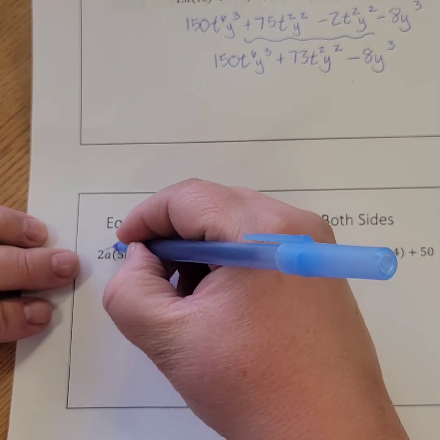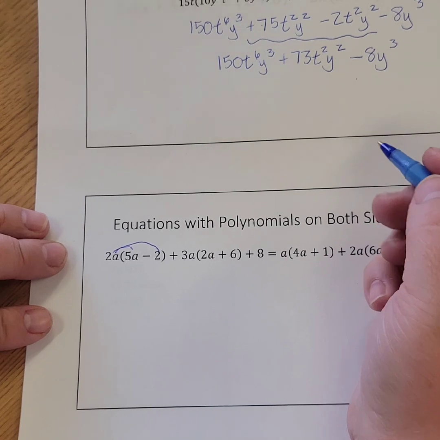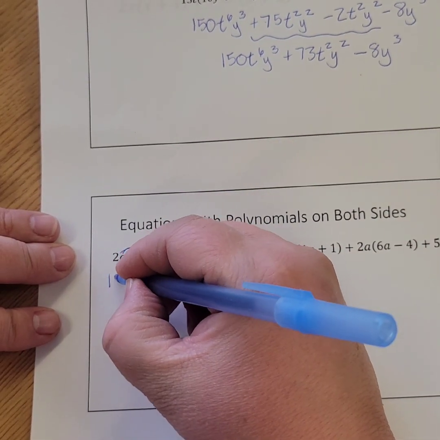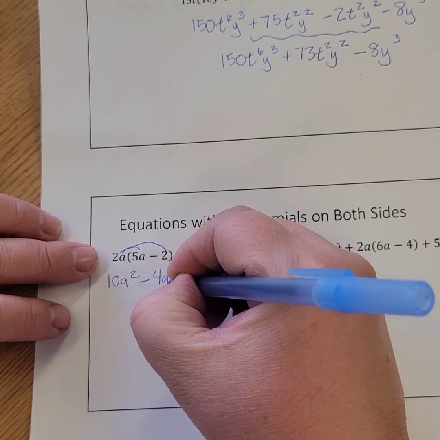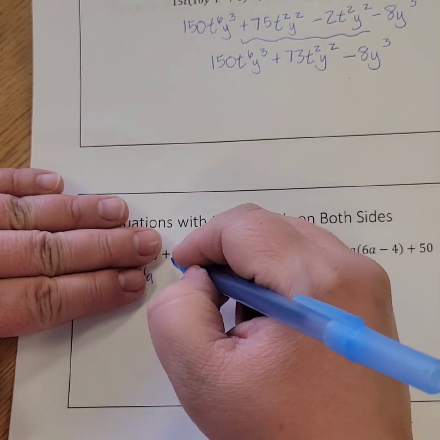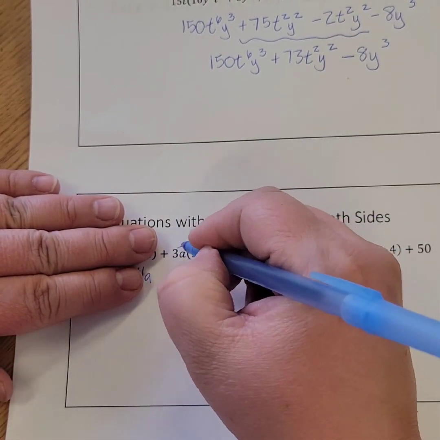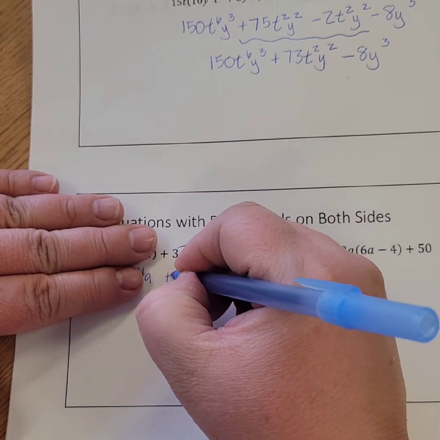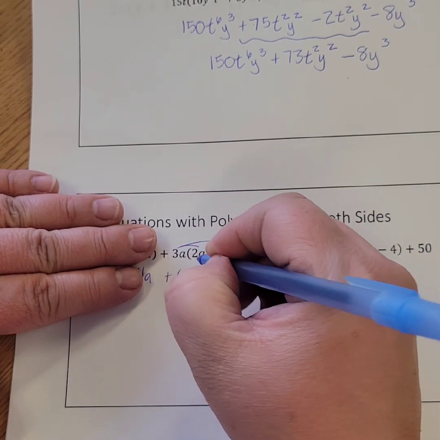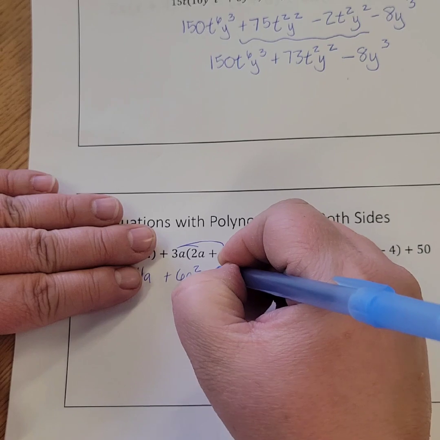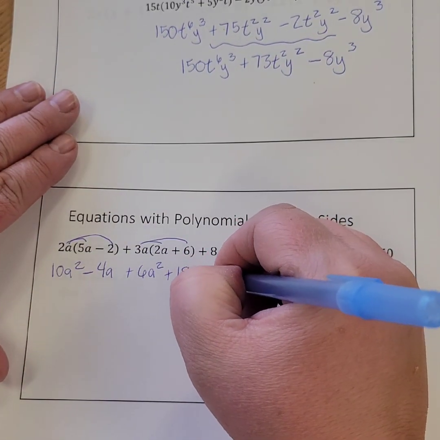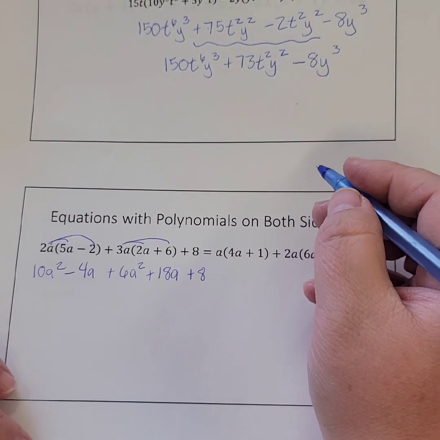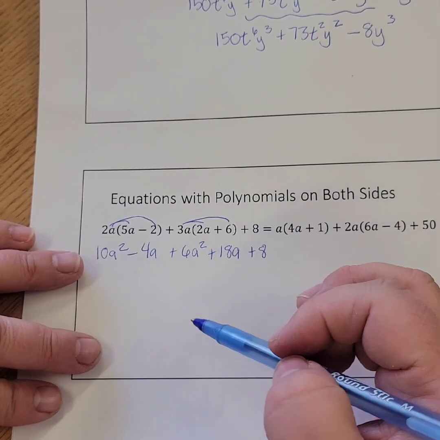So multiply that in. So then we've got 10a squared minus 4a. So that one's taken care of. So now let's focus on this one. So then plus 6a squared plus 18a plus 8. So that's this side. Okay, so maybe let's clean it up.